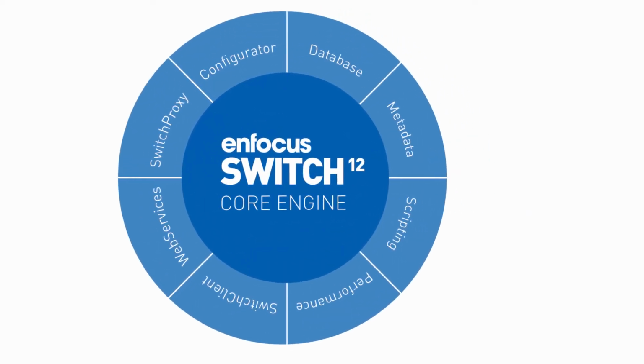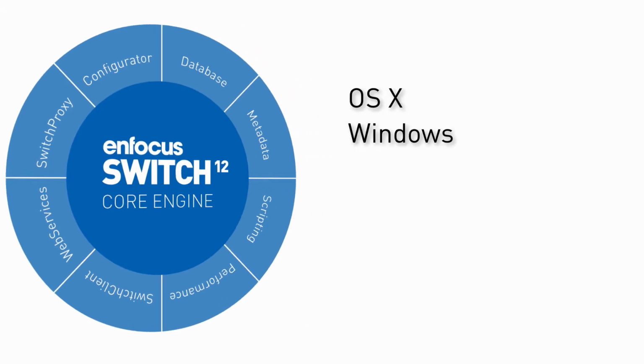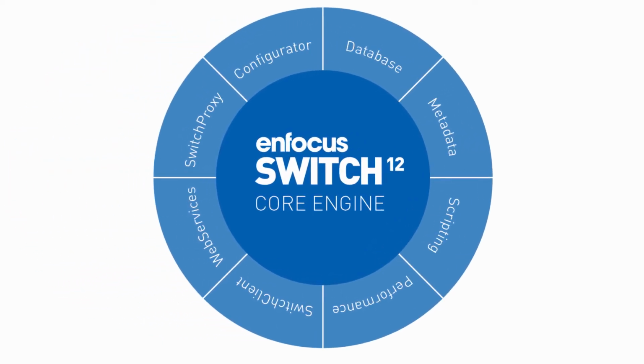Switch is an automation tool for both OS X and Windows that can automate a whole host of repetitive tasks that are very often still done manually. Switch is built up in a modular way around a core engine and a number of modules that extend its functionality. This movie focuses exclusively on the Configurator module. You should have watched the movie on Switch Core Engine before this one.